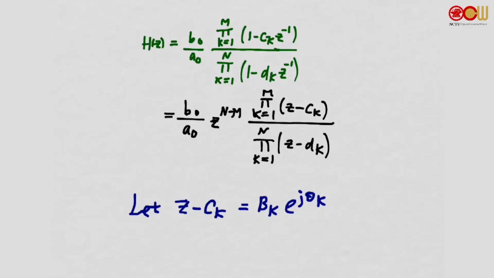When we plug a certain z into the equation, the term z minus ck will be a complex number in general. Let's express this complex number in polar form as bk, the absolute value, times a phase term. Similarly, for the terms in the denominator, we will express them in polar form, as ak e^(j phi k).